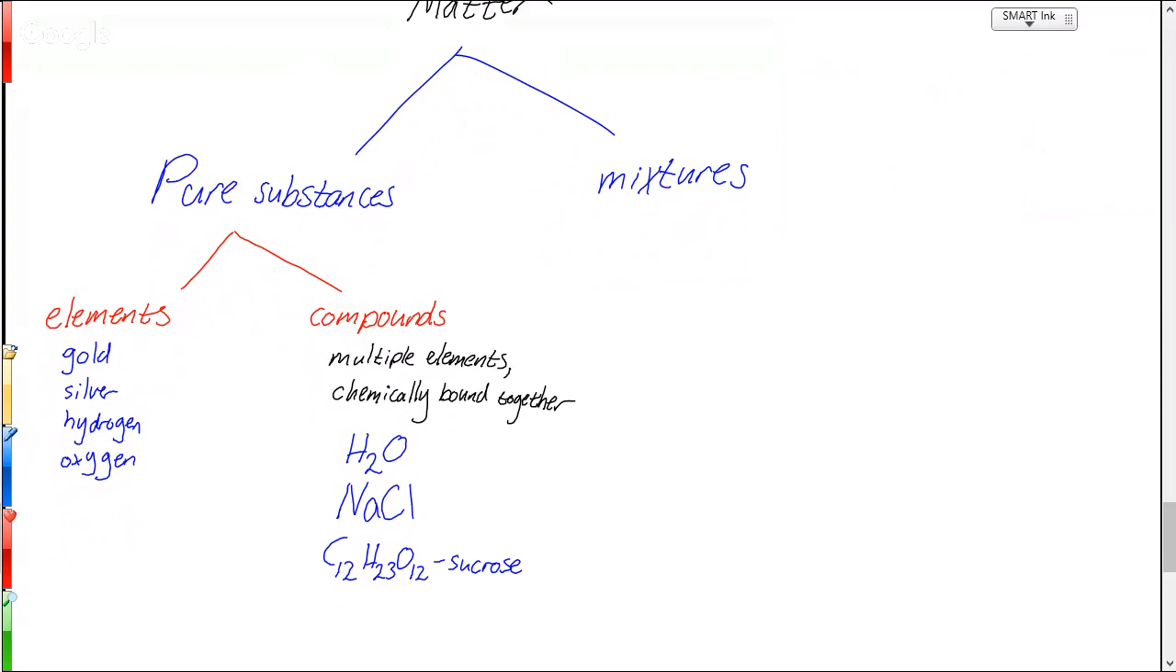Compounds, you'll always be able to write a chemical formula. You'll always be able to write that formula of those elements connected together. The other side of the table here, the mixtures, you can't. It's always this and this and this together. There's no nice, neat chemical formula for that. So mixtures can also be separated into two parts.